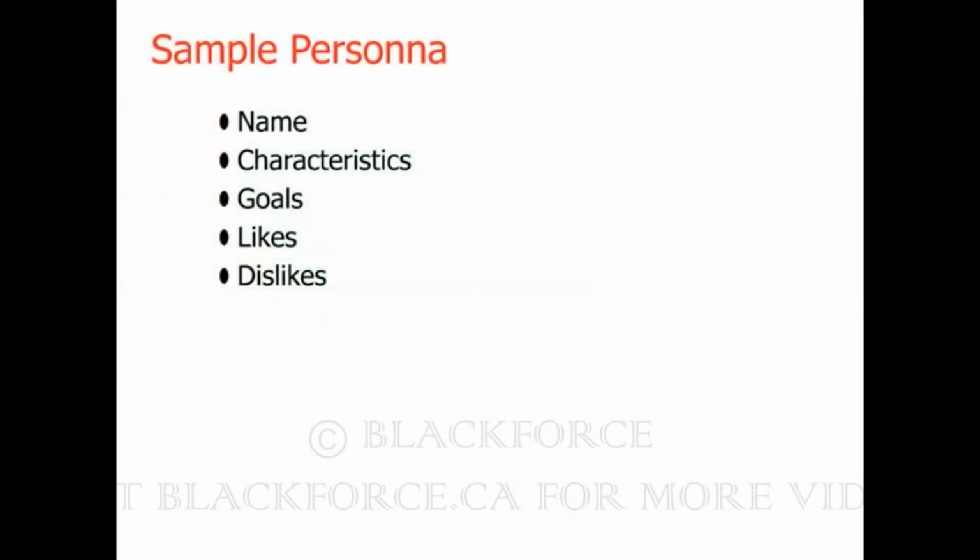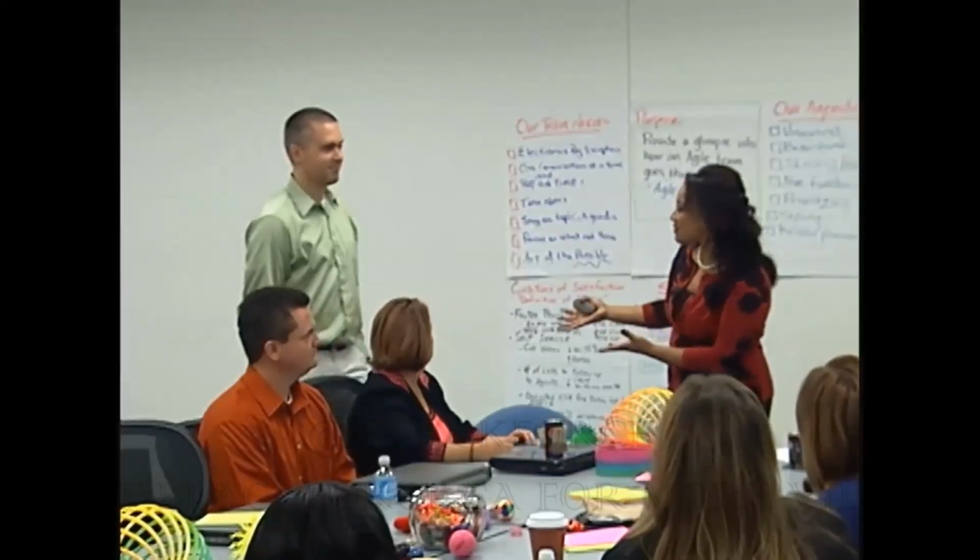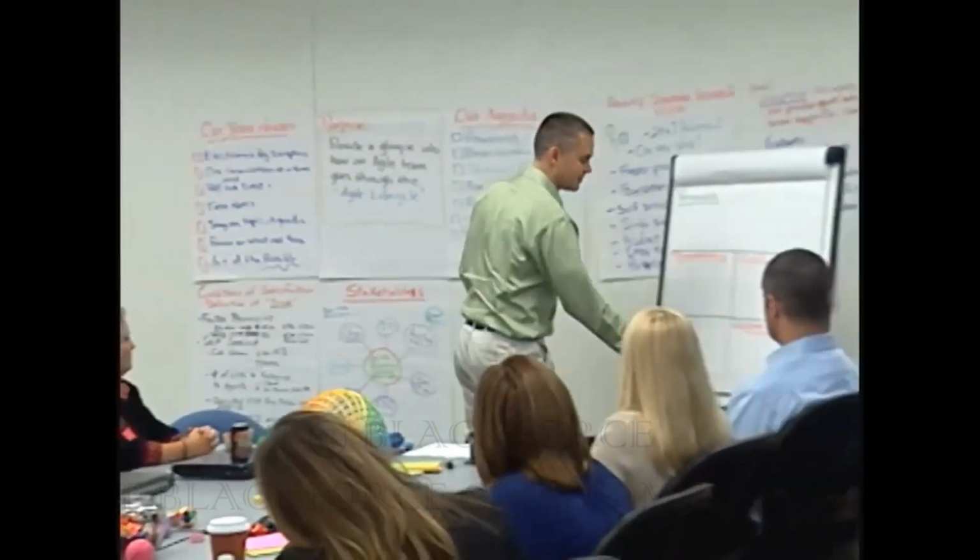So the parts to a persona is they have to have a name. You go through characteristics of a persona. You talk about what their goals are. What is the key things that they're trying to get from the system? What do they absolutely like when they're interacting with the system, and what do they absolutely hate or dislike? So, Jess, because you're a usability expert and you do a lot with the front end, go ahead and sort of facilitate this part of the conversation.